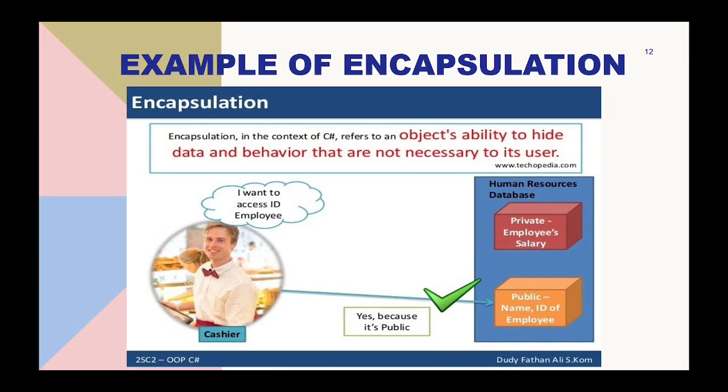Now we have an example of encapsulation, like a cashier who is asking for the employee ID or your name and so on. The employee ID and the employee name can be disclosed to any person, but the salary and the personal information cannot be disclosed. So all the information cannot be seen by any third person. So that would be an example of encapsulation.